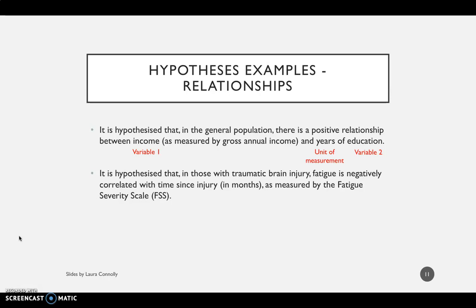So years of education is going to produce a number for each participant in the study. And we've operationalized income. In this case, we're measuring it in gross annual income. You could go a little bit further here as well to describe in Australian dollars or US dollars, for example. And lastly, we have described a positive relationship. So we've provided an indication of the direction we anticipate the results will go. So as years of education increase, so too does income.